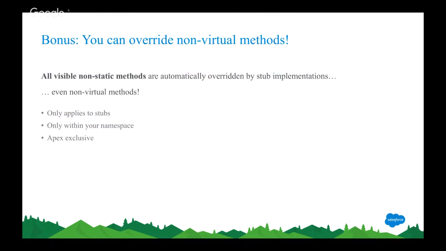So you can basically, it'll override all visible non-static methods. So visible, you're talking about public methods here on your class. It only works within your namespace, and it only applies stubs. So this is all kind of just test code. And it's the ability to kind of override those non-virtual methods is kind of Apex exclusive.